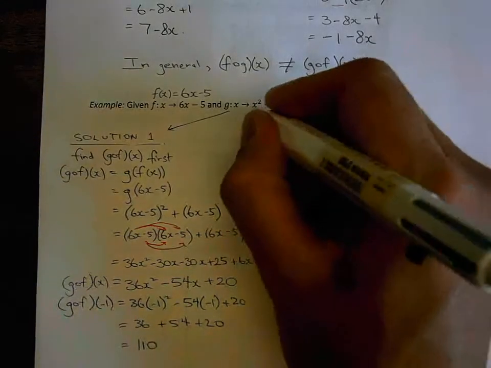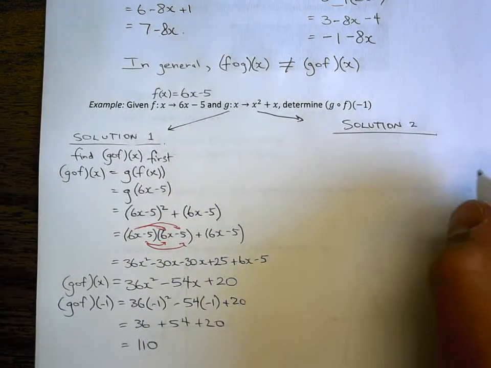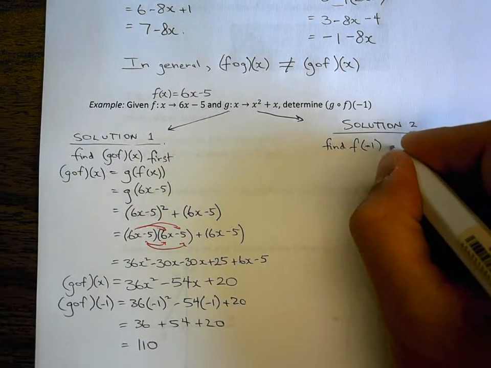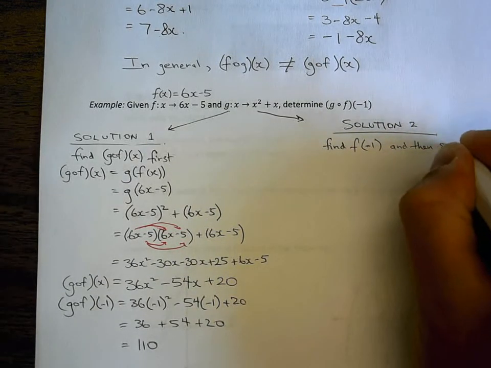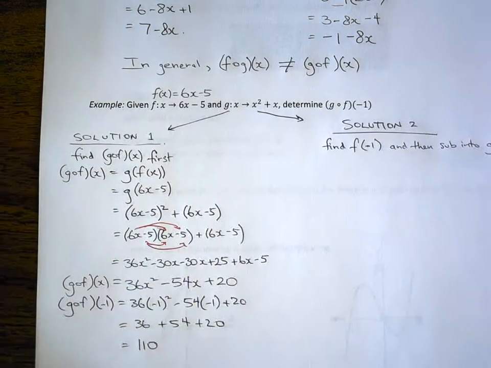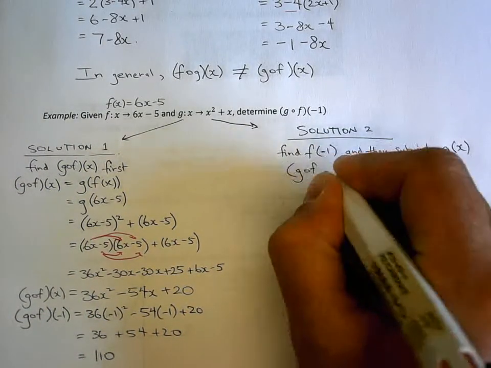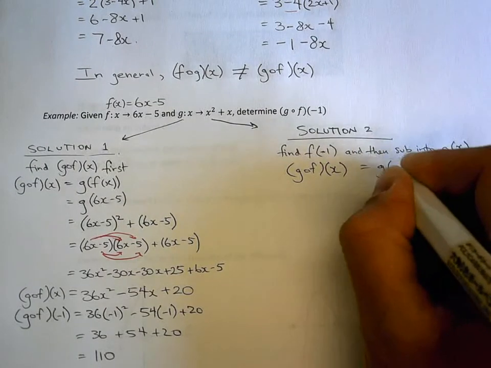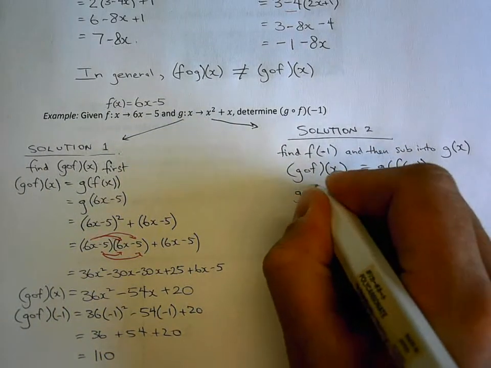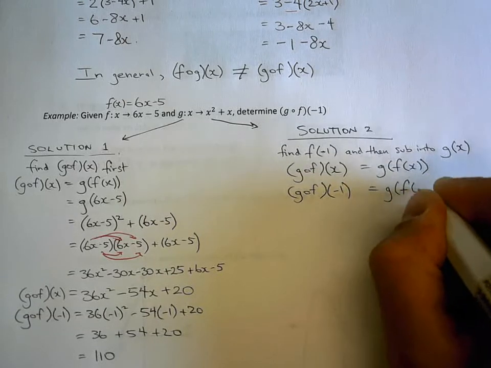Now, the other way of solving this, so solution 2, we'll write over here, would be to find f at -1 and then sub into g at x. So, for example, first of all, let's rewrite this, g at f of x, in something that makes more sense to me. The question was actually asking us for g at f at -1. So this is essentially going to be g at f at -1.